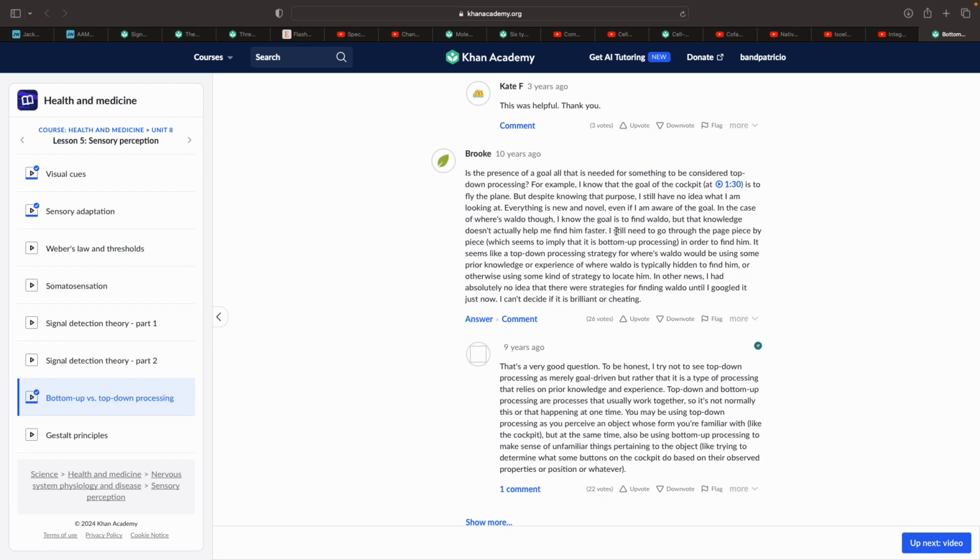It seems like a top-down processing strategy for Where's Waldo would be using some prior knowledge or experience where Waldo is typically hidden to find him, or otherwise using some kind of strategy to locate him. In other news, I had absolutely no idea that there were strategies for finding Waldo until I googled it just now. I can't decide if it is brilliant or cheating.